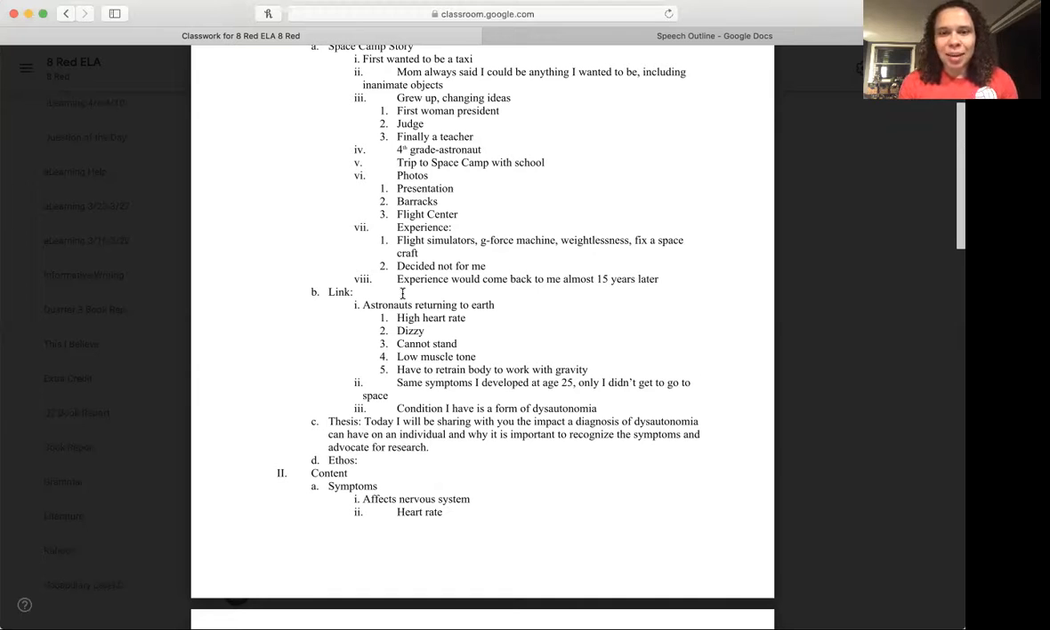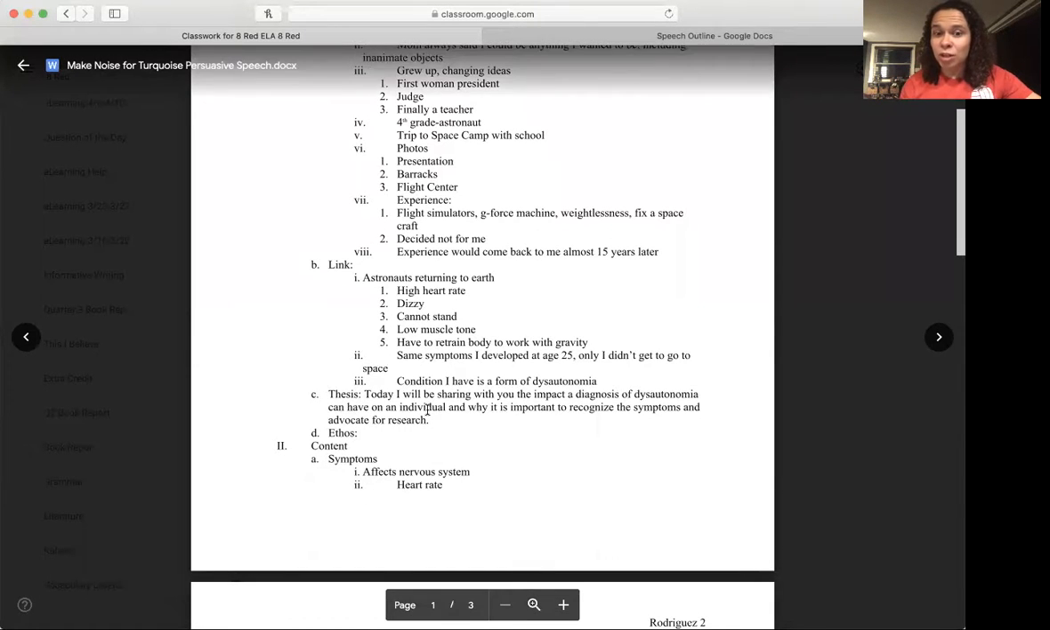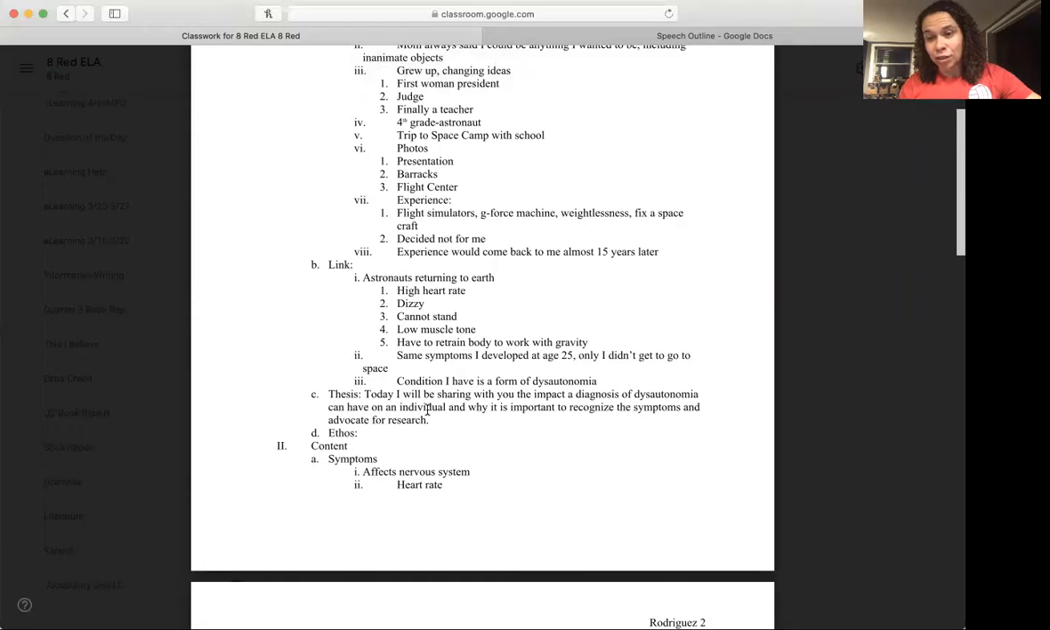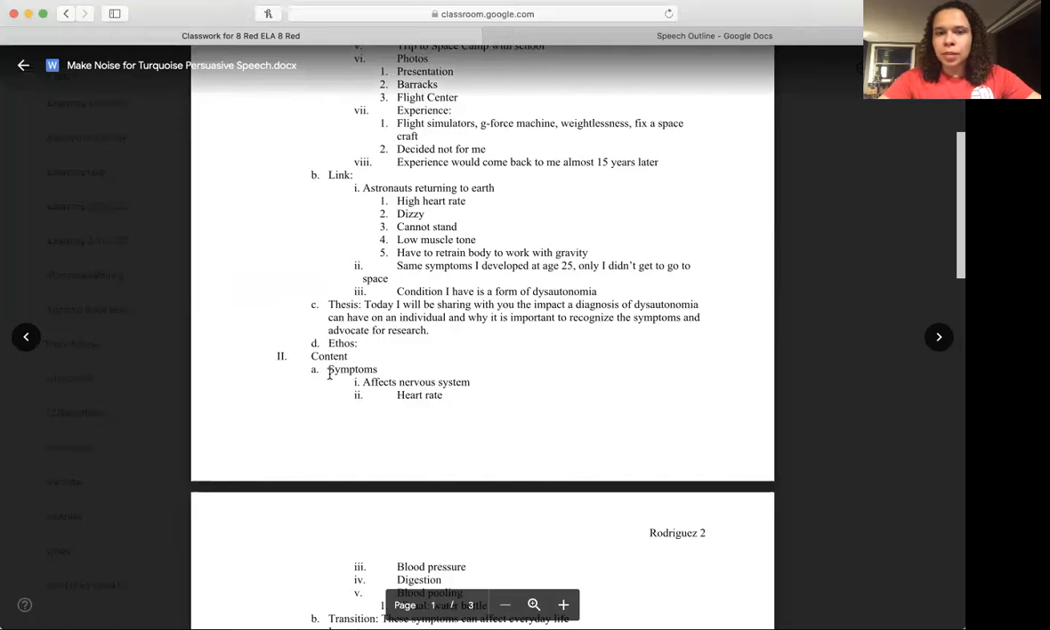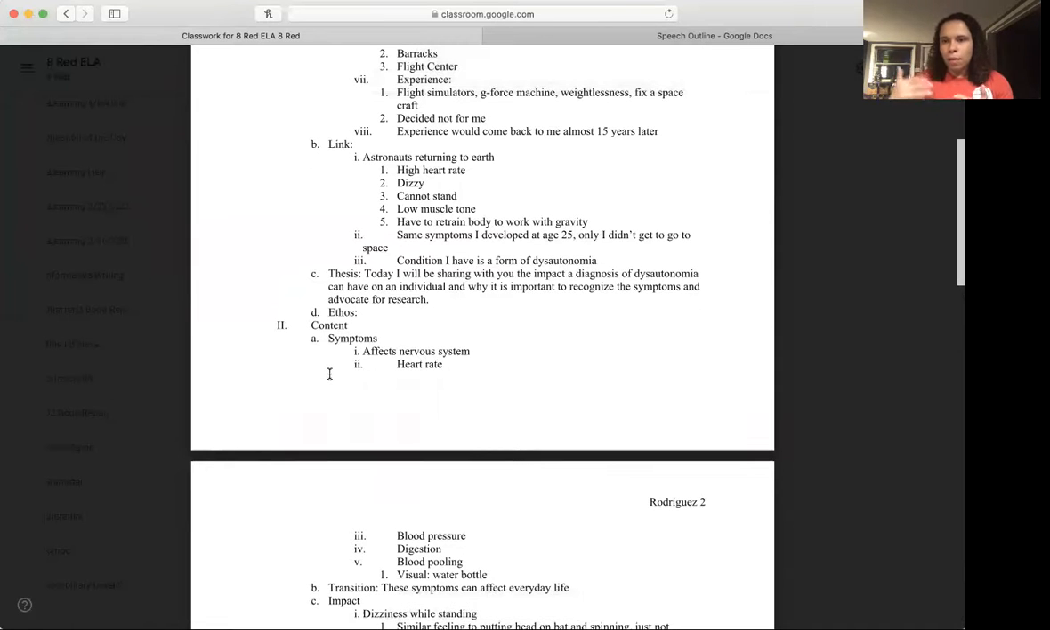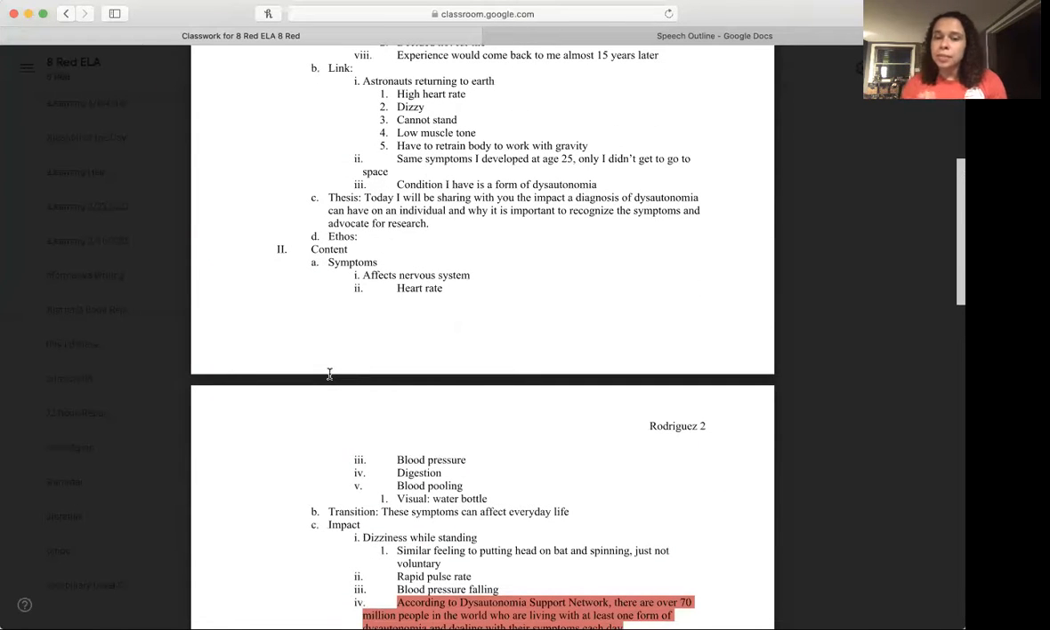I have learned the ups and downs, and I have done a lot of research as well as been in contact with a lot of doctors, not just for my personal use, but also because I am a patient advocate as well. So then I'm going to move on to my transition into my main point, which is the symptoms. First, the symptoms are blah, blah, blah, blah, blah. Then these symptoms can affect everyday life.